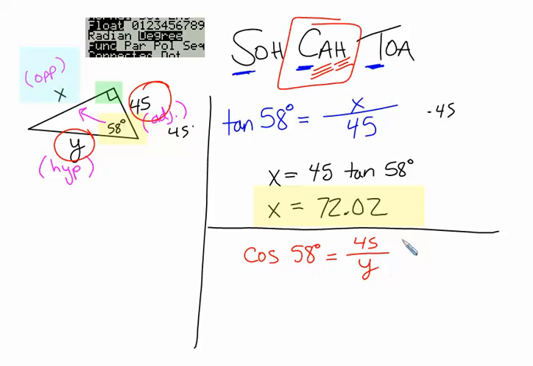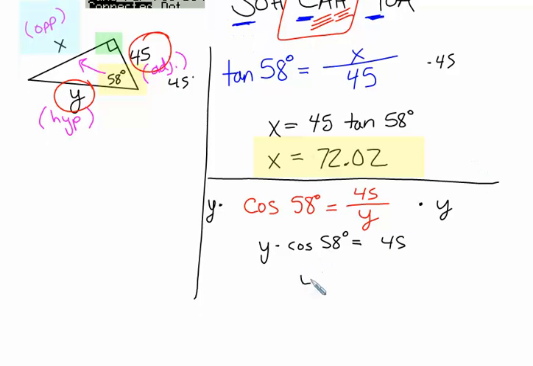Now we want the y by itself. So first we need to multiply both sides of our equation by y. And we'll get that y times the cosine of 58 degrees is equal to 45. But we don't want the y with anything next to it. So we have to divide both sides by the cosine of 58 degrees. And y would equal 45 divided by the cosine of 58 degrees.